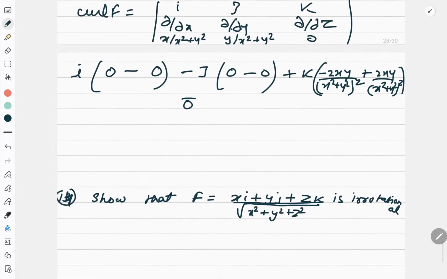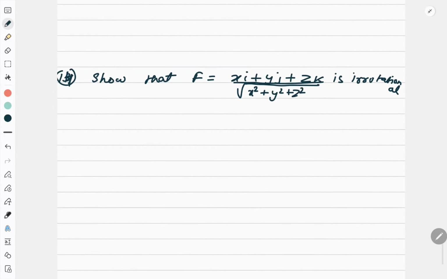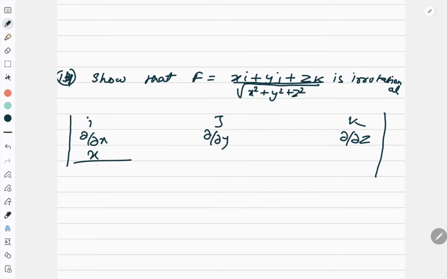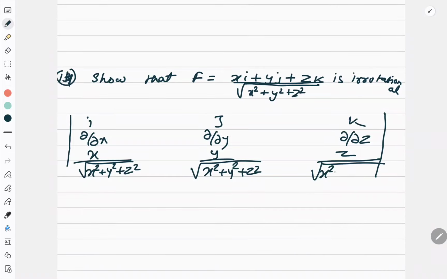Let me see how many questions. Okay, this is the last question. Now F is this and you have to prove that it is irrotational. So irrotational means curl. It looks lengthy but it is an easy question. I, J, K, dou by dou X, dou by dou Y, dou by dou Z. So X upon under root X square plus Y square plus Z square, Y upon under root X square plus Y square plus Z square and Z upon under root X square plus Y square plus Z square.